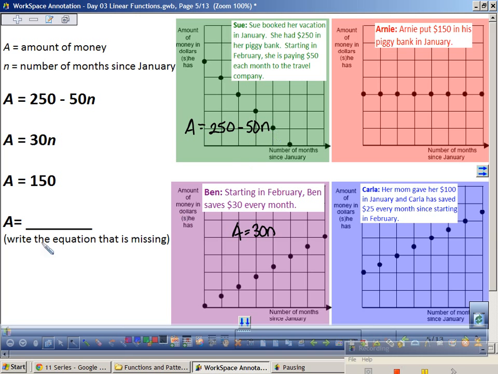A graph. What do we know about graphs? How do we normally write graphs? Okay. Who can tell me how we normally, Kaden? How do we normally write graphs? What form do we put them in? Y equals mx plus b. Isn't this a lot like y equals mx plus b? What's b?